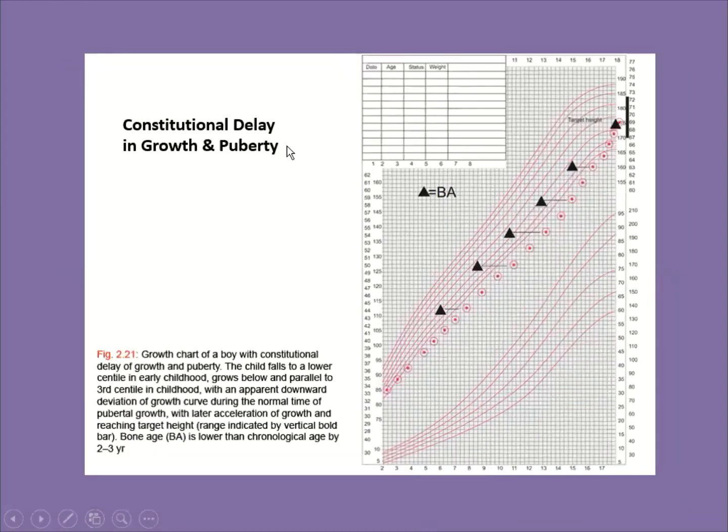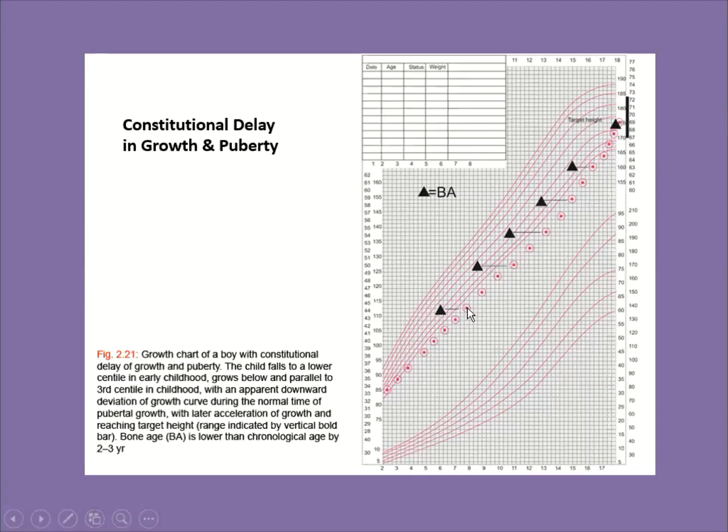Constitutional delay in puberty and growth. The mid-parental height is here, and if you project it downwards, all the heights are below the mid-parental height, but the child attains puberty here and the growth shoots up. And what's happening to the bone age?